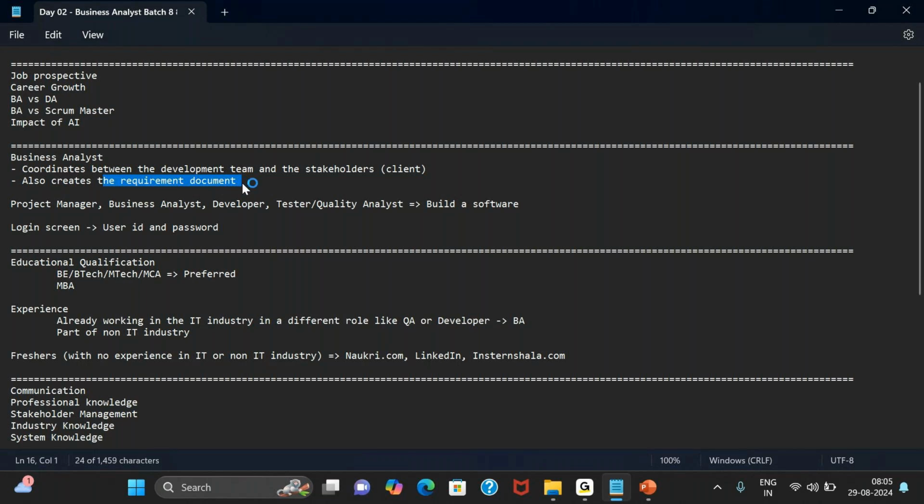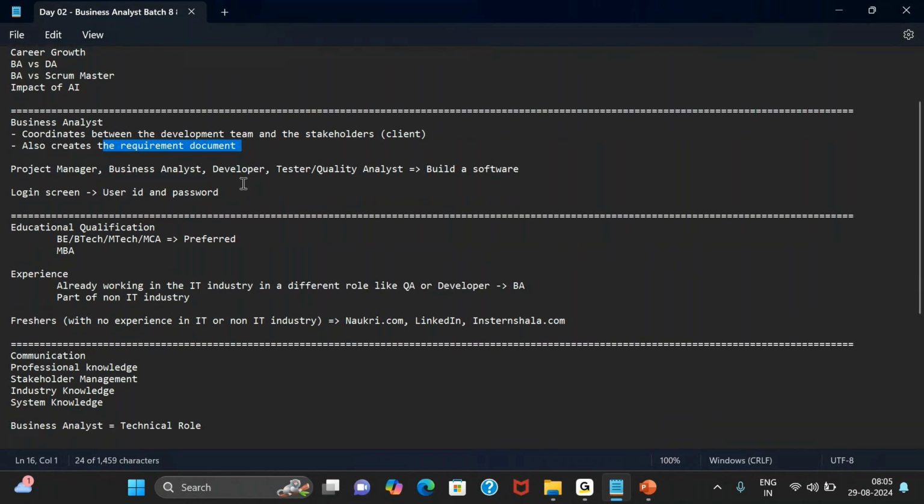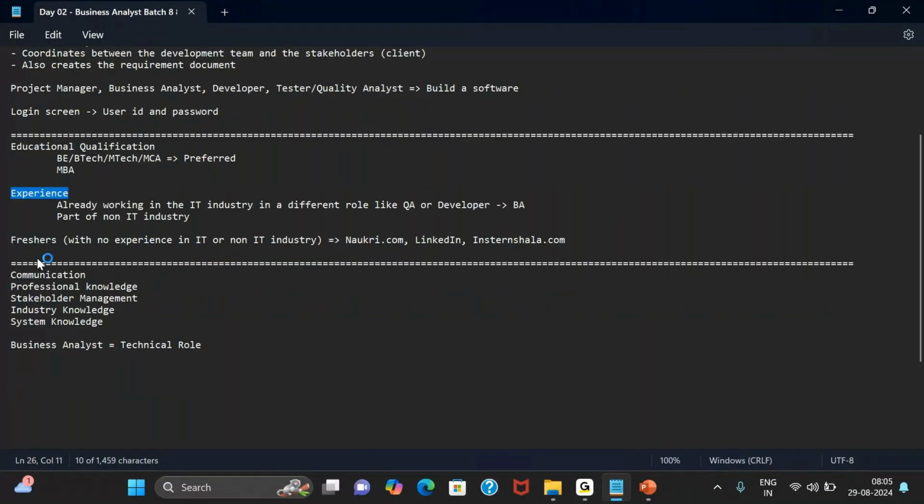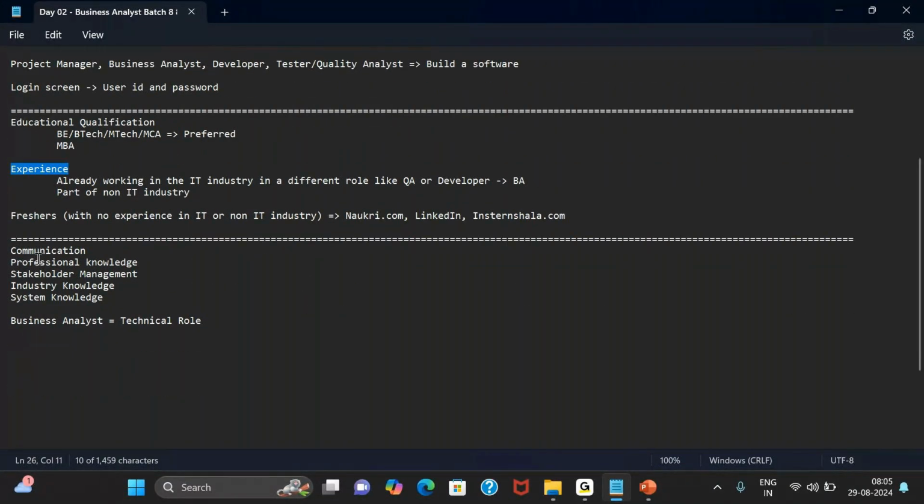Then we looked at some of the prerequisites, what kind of educational qualification may be required, what kind of professional experience could be needed for you to get started, and we also looked at some of the basic skill sets that could be required from you in order to move ahead or succeed in the role of business analyst. Some of the basic attributes like communication and your professionalism.